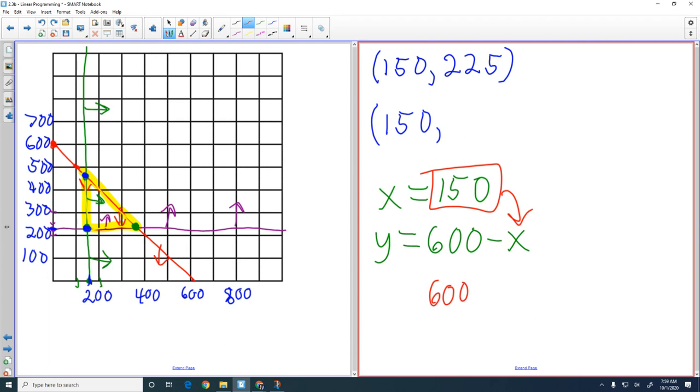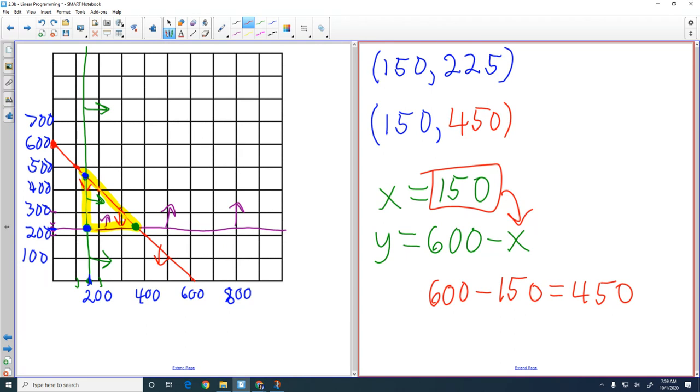Yeah, exactly. 600 minus 150. Doesn't that just equal 450? So that's the y coordinate that goes with this x coordinate. So 150, comma 450. All right, so when it's a vertical line or horizontal line, it's very easy. You just plug that number into whatever that diagonal line's equation was. Very simple.